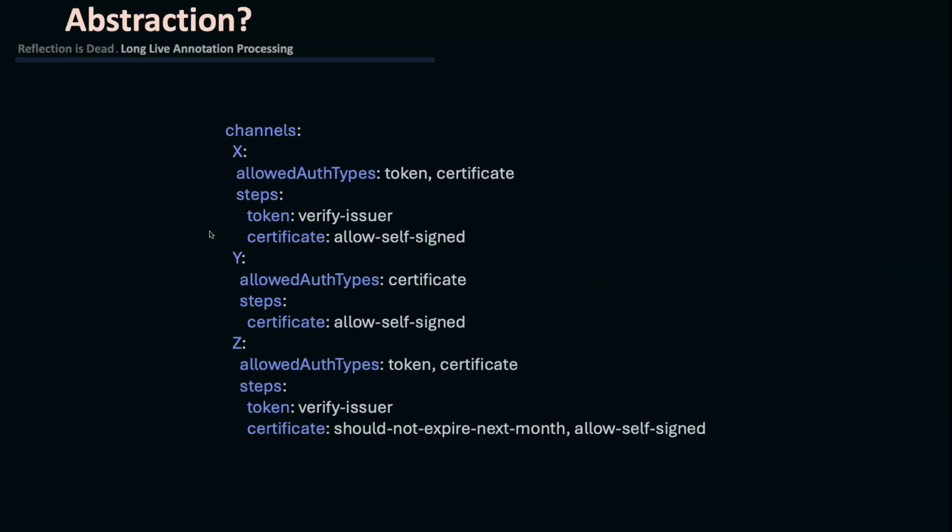And for channel X, it's not only token and certificate, but then we have steps that are verifying the issuer and allowing self-signed. But for Z, it's not only verifying the issuer and self-signed, but we also have should not expire on the next month. Still, very good, correct? But who will take this configuration and map it to our code base?